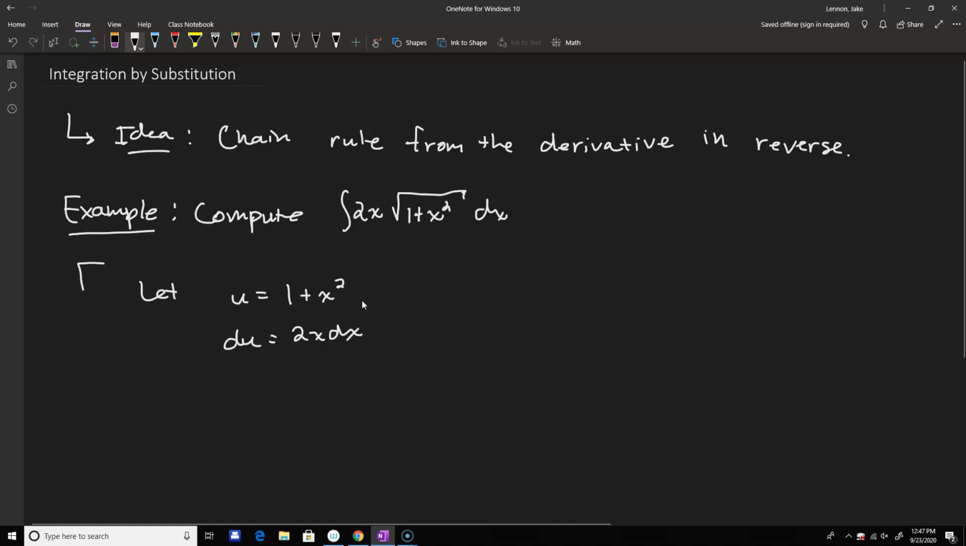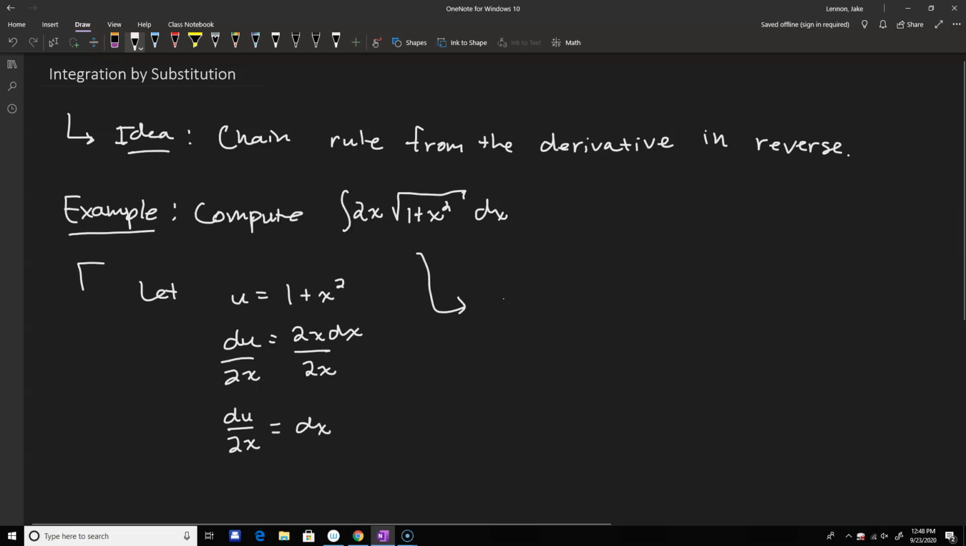A lot of times what I do here is notice that du is actually going to replace 2x and dx, or some people like to explicitly solve for dx. If you would do that, you would divide both sides by 2x, and then you would have du over 2x is equal to our dx. So then we can use u to replace 1 plus x squared, and we can replace dx by du over 2x. And let's see what happens.